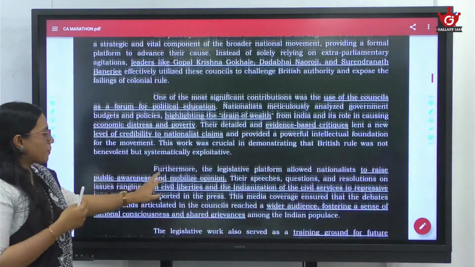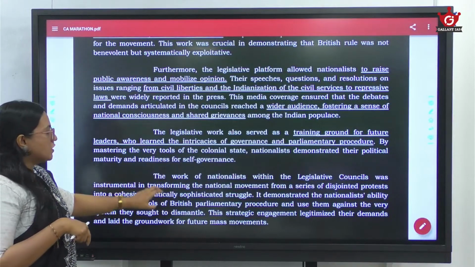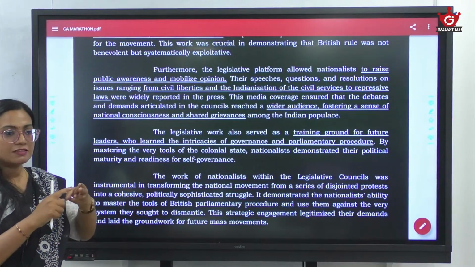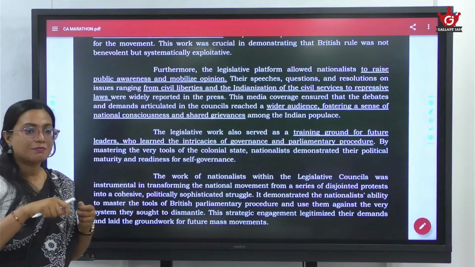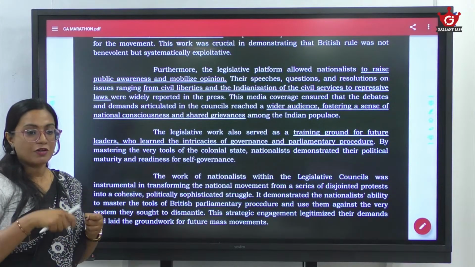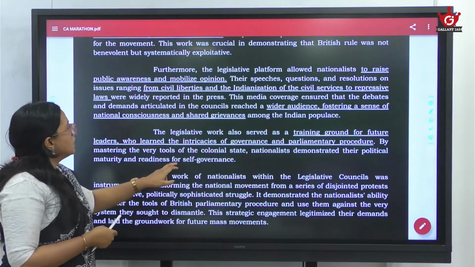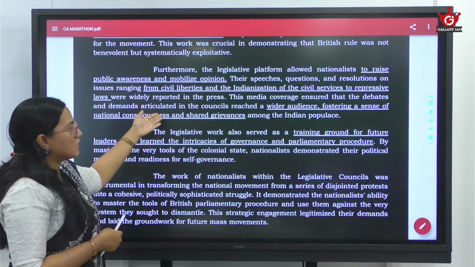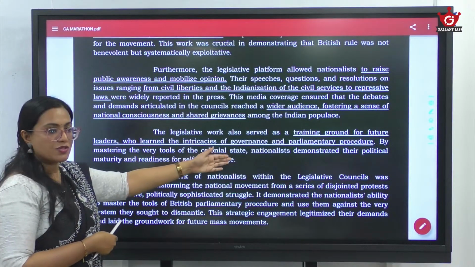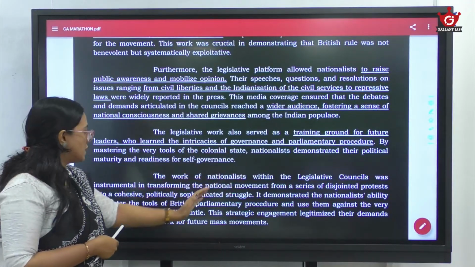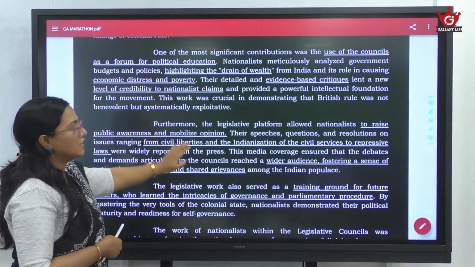So here also, you can write it in bullet points, or if you have good points, like it basically only has 3 points. You can actually make it more points by subdividing these 3 points. Okay, if you're good at explaining it, better go for this. Now, legislative, one is to create awareness and mobilize public opinion. The other one is as legislative work, they used this as a training ground for the future leaders. And then they also used this as a forum for political education.